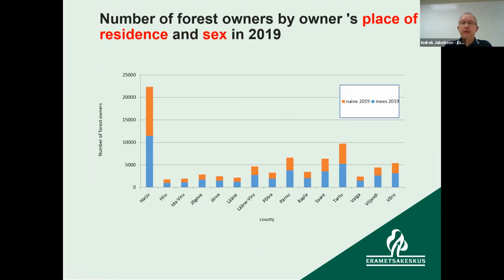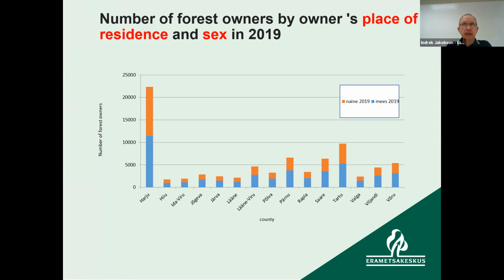Estonia consists of 15 counties. Quite a small country, but the population of counties is not divided equally. The capital city belongs to Harju County. It means 1/3 of all Estonian population is living there. And the second is Tartu County, with a bit more than nearly 1/10 of the Estonian population. And it explains how forest ownership is divided by different places.